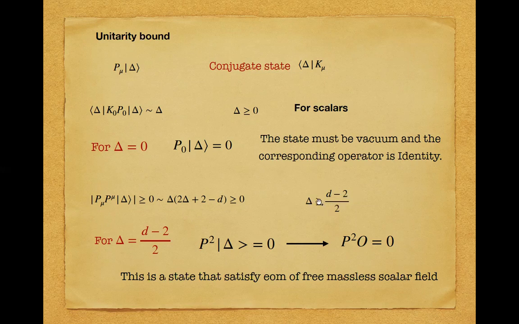And you should notice that when delta equals d minus 2 by 2, then that simply means that p square delta has to be 0. But that is nothing but p square, and there is some operator at the origin, and that should be equal to 0. So you should notice this as the equation of motion for the free massless scalar field, right? Therefore, this scalar field would be essentially free if delta is equal to d minus 2 by 2. This you can also see from simple power counting, right? Okay. So these are the bounds for a scalar field.